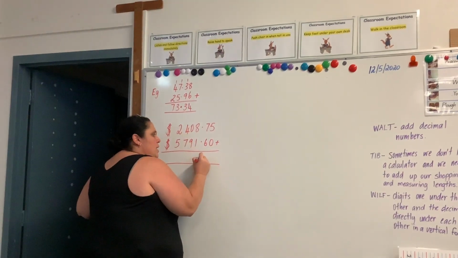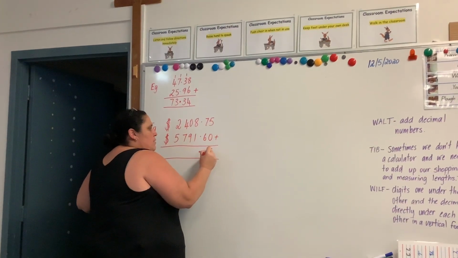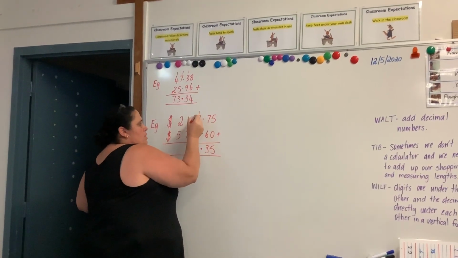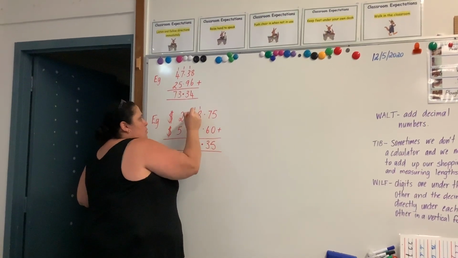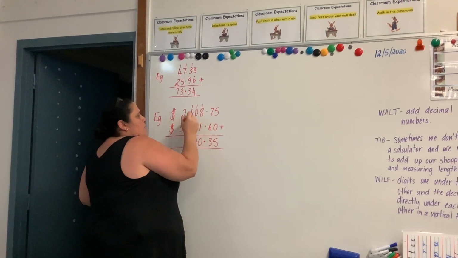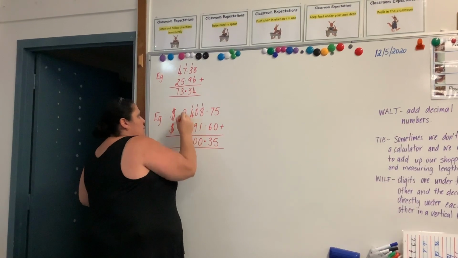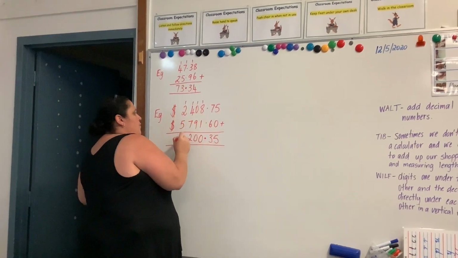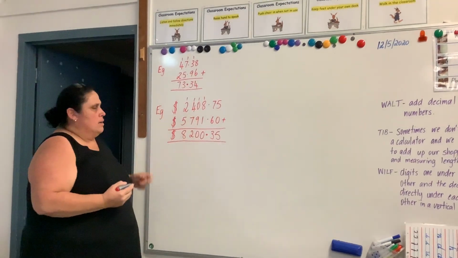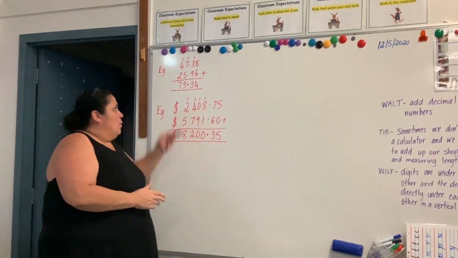Again, decimal down. 5 plus 0 is 5. 6 and 7 is 13. Regroup. 8 and 1 is 9 and 1 is 10. Regroup. 9 and 1 is 10. 4 and 7 is 11 plus 1 is 12. And then 2 and 1 is 3 and 5 is 8. Don't forget your dollar sign because the dollar sign was in our example. And that's how we add with decimals.